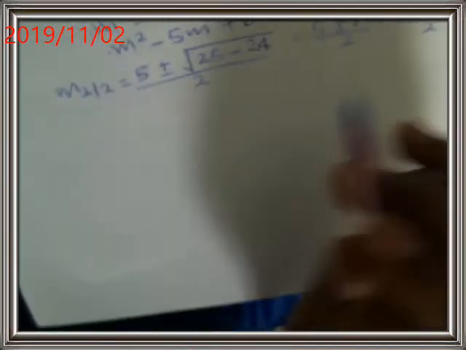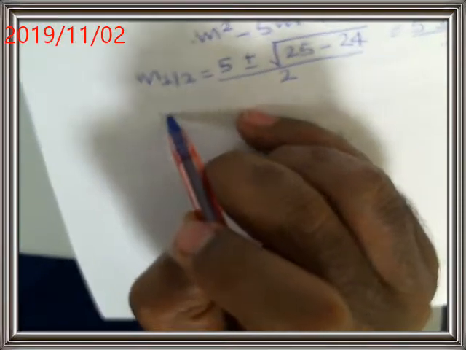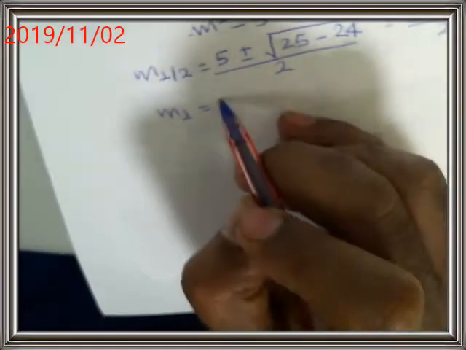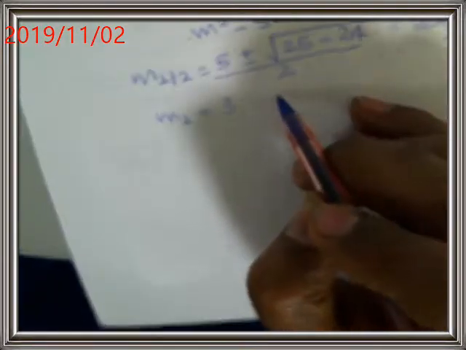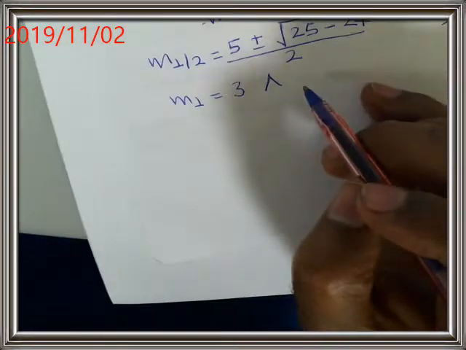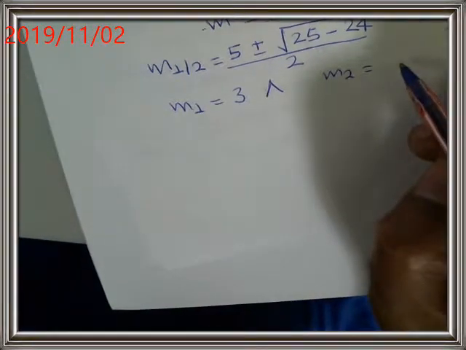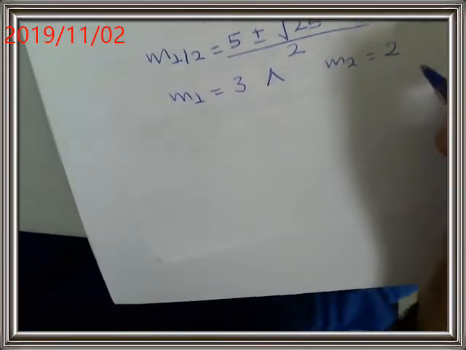So m1 is 5 plus 1 over 2. 6 over 2 is 3. And m2 is 5 minus 1 over 2, which is 4 over 2, which is 2.